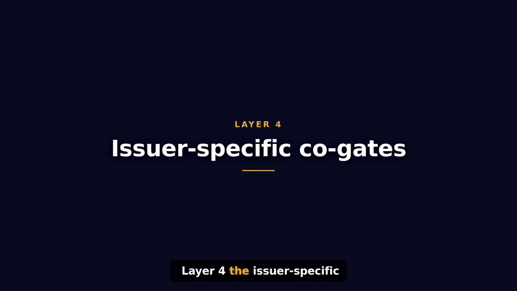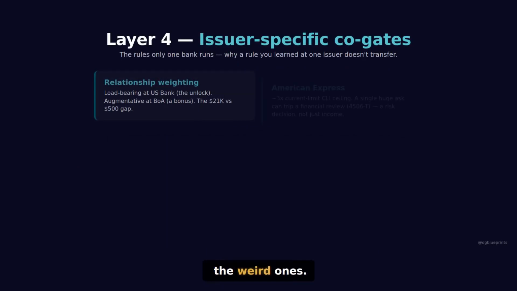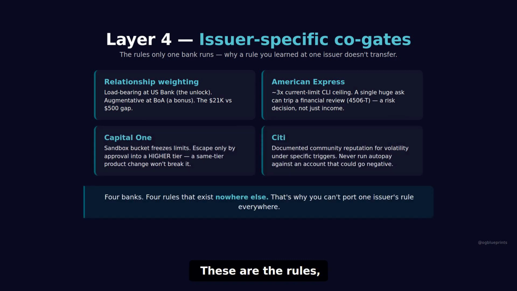Layer 4, the issuer specific code gates, the weird ones. These are the rules only one bank runs, and they're the reason a rule you learned at one issuer doesn't transfer to another. We already did the big one. Relationship weighting, load bearing at US Bank, augmentative at BOA. Here are a few more.